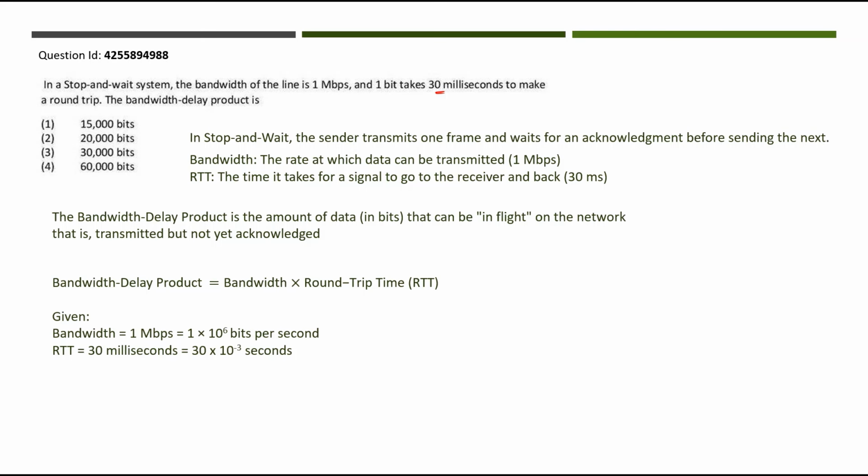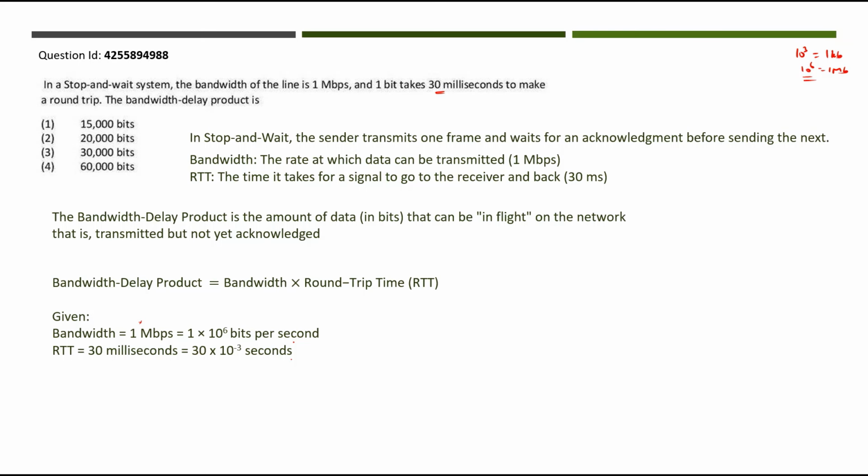1 megabits per second. Since we want the answer in bits, megabits have to be converted to bits first. We know 10 to the power 3 will be 1 kb, then 10 to the power 6 will be 1 MB. 1 Mbps is 1 into 10 to the power 6 bits per second. What about the round trip time? They have given 30 milliseconds. 30 milliseconds can be written as 30 into 10 to the power minus 3 seconds.